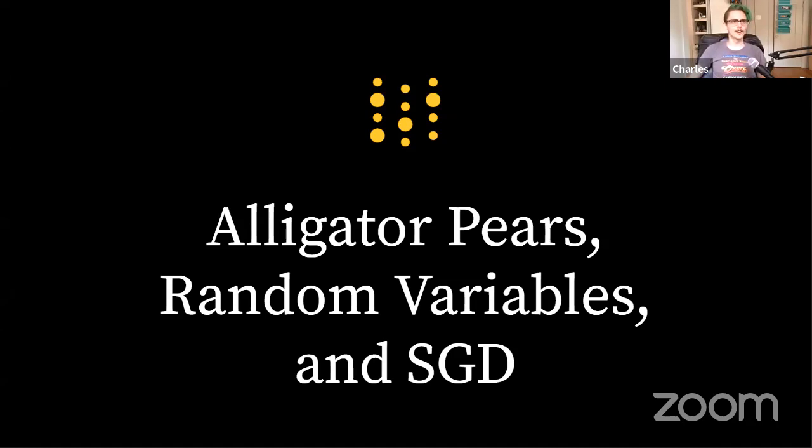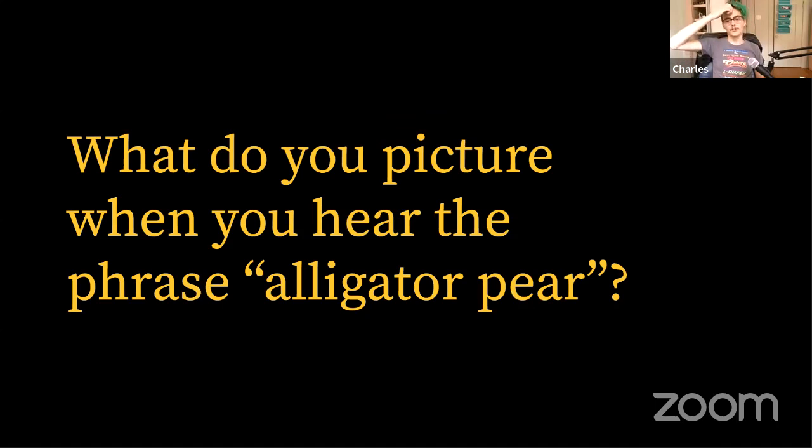I added a little bit to this talk at the end. So it's not just alligator pears and random variables, but also stochastic gradient descent. This is a collection of things whose names do not actually describe the thing that they claim to describe. So I want you to imagine what you picture in your head when you hear the phrase alligator pear.